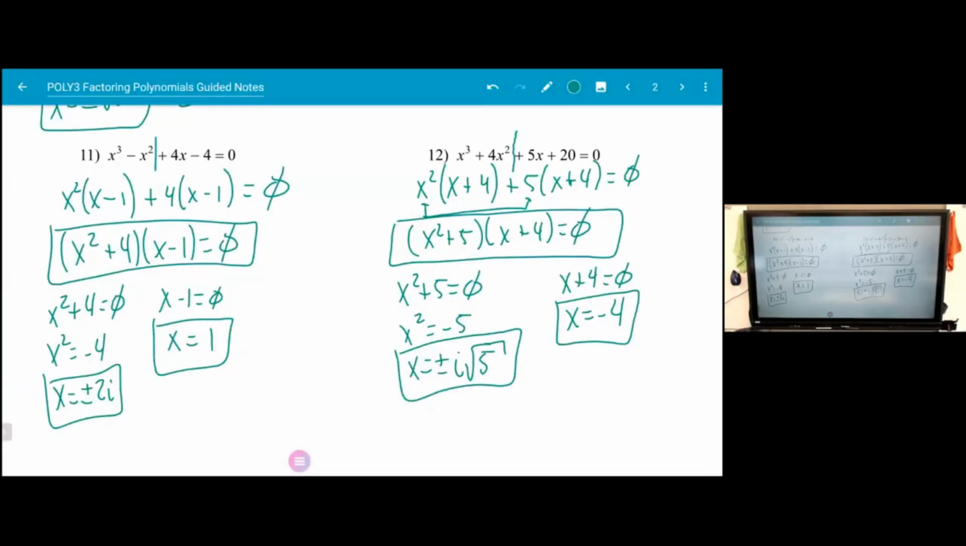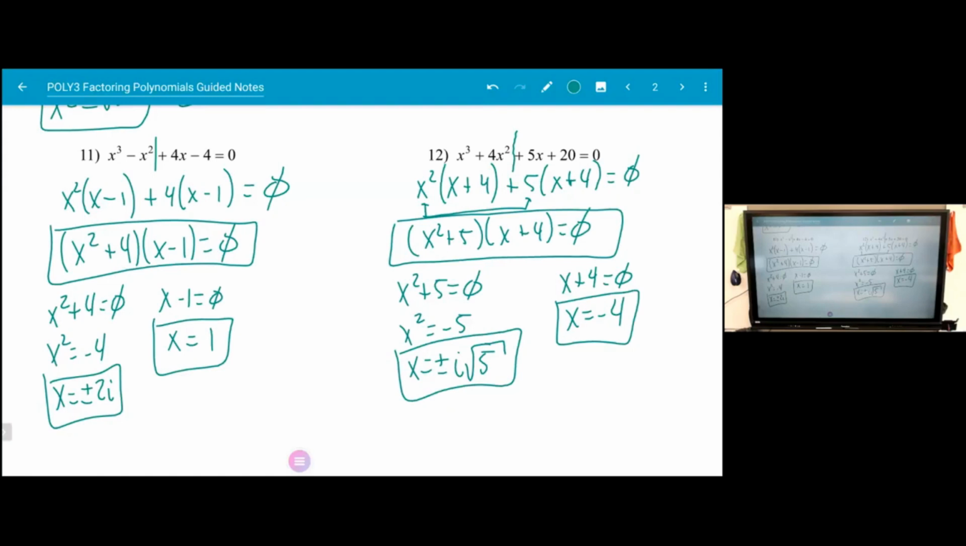All right, now that we're back, hopefully you've checked numbers 11 and 12 here. We have x cubed minus x squared plus 4x minus 4 equals 0. That factors to x squared plus 4 times x minus 1 equals 0. Our solutions are plus and minus 2i and x equals 1. And for number 12, that factors to x squared plus 5 times x plus 4 equals 0, with our solutions being plus and minus i square root of 5 and negative 4.